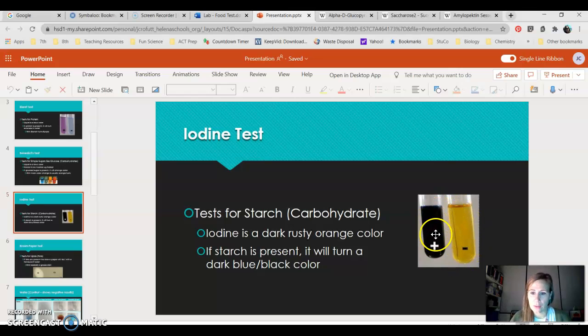But if you do have starch, it's going to turn this almost blue-black color. So it turns really dark. This is a positive test. That means that substance had starch in it. So iodine is a dark rusty color, and if starch is present, it will turn a dark blue or black color.